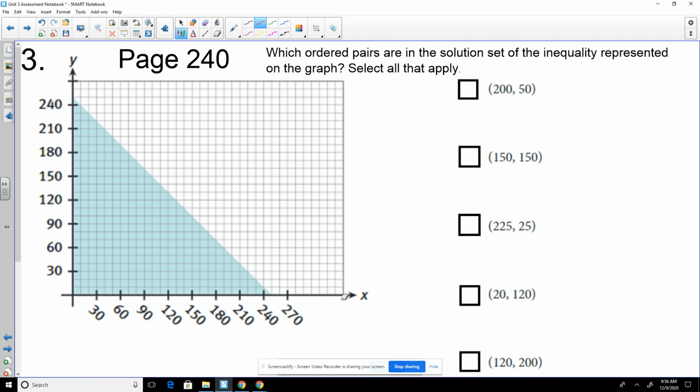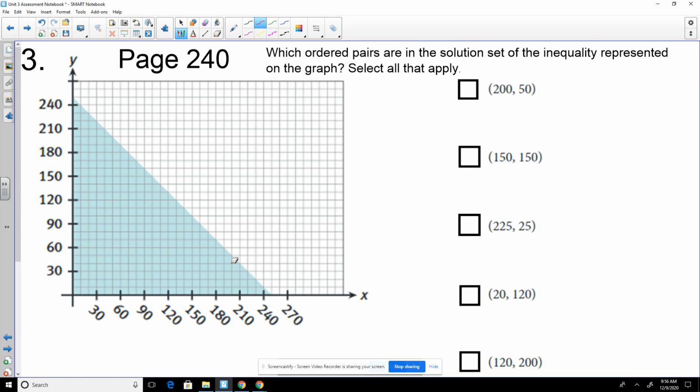Okay, for number 3, this graph is on page 240. Which ordered pairs are in the solution set of the inequality represented on the graph? So I'm going to graph these ordered pairs, and I'm going to see where these ordered pairs fall as a solution set for this inequality that's graphed. And if you recall the inequalities, points that lie in the shaded region or on the solid line are solutions. So let's see which of these points fall in the shaded region or on the solid line.